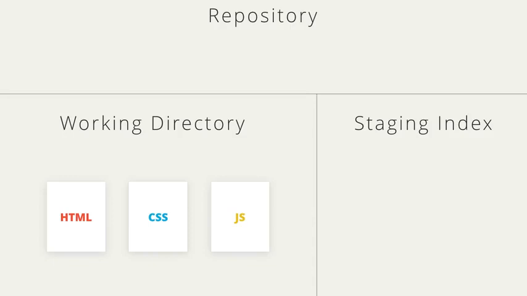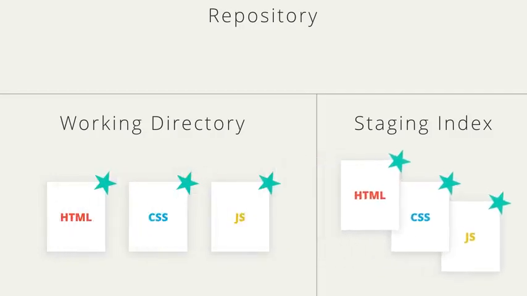Okay, so we've created this empty Git repository. We can tell it's an empty repository because the repository section is empty. Git knows about files that it hasn't seen before. Let's indicate that a file is new with a green star. Git keeps track of files by adding them to the repository. We can't move these files right into the repository though. They have to be moved to the staging index first.